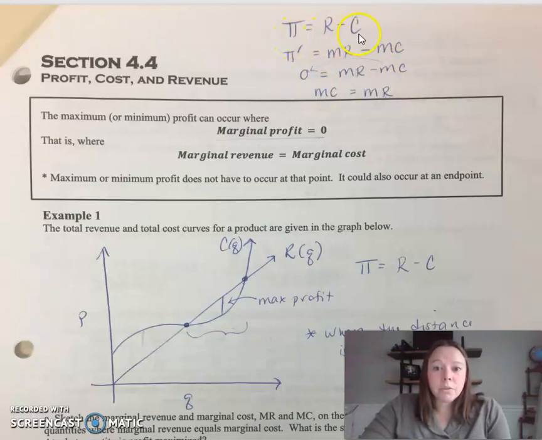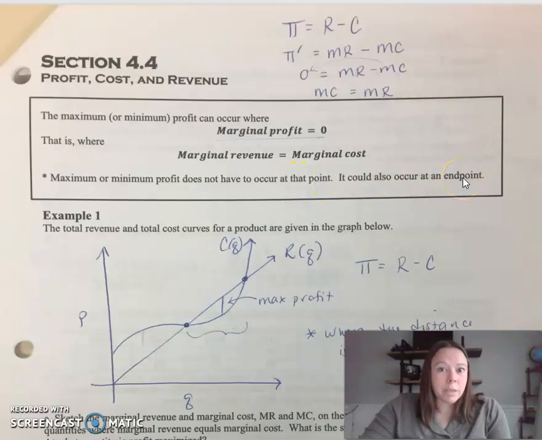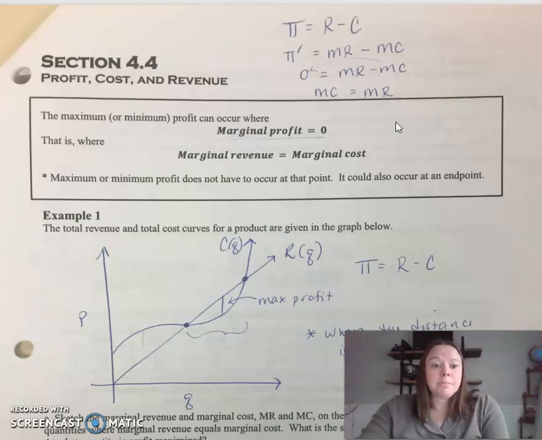You're just finding the derivative of profit, setting it equal to 0, because that's where the slope of the tangent line is going to be 0 at your maximum and at your minimum. That makes sense. So max or min profit does not have to occur at that point. It could also occur at an endpoint, so we'll keep that in mind. Remember in the last section we talked about global or absolute extrema can occur at critical points within, but can also occur at endpoints.